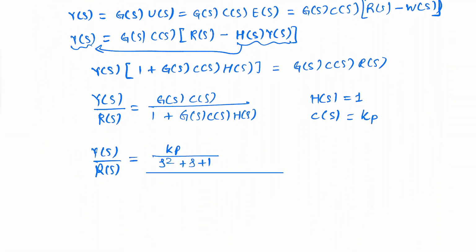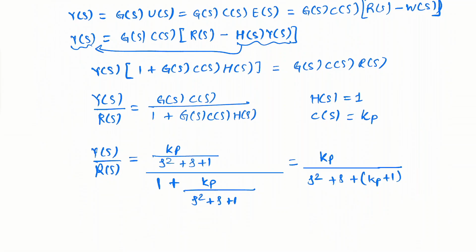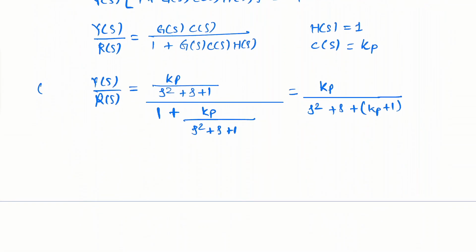Kp over s square plus s plus 1, and in the denominator 1 plus Kp over s square plus s plus 1. So if we solve the denominator and cancel out the s square plus s plus 1 term, we will be left with Kp over s square plus s plus Kp plus 1. This is the closed loop transfer function.